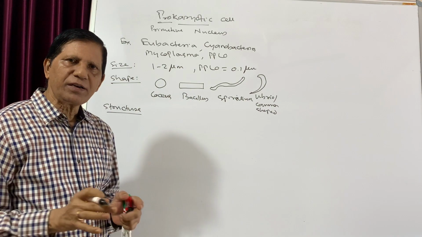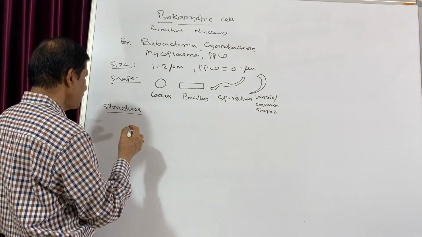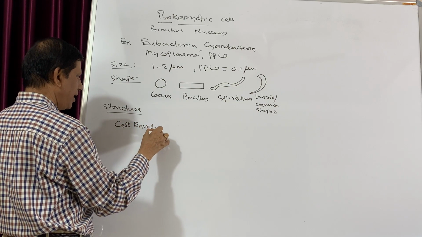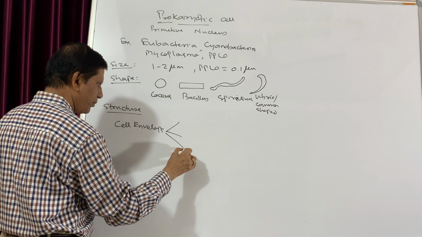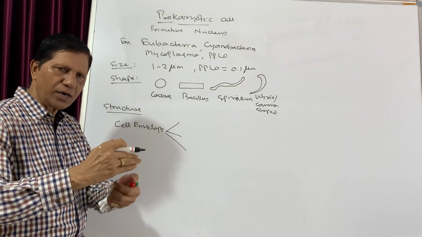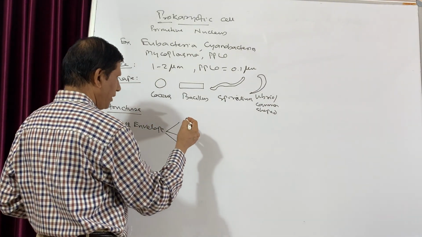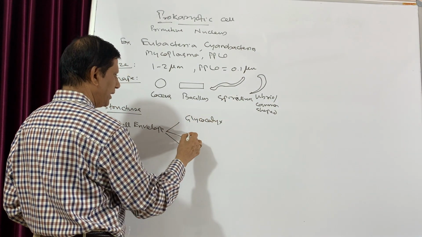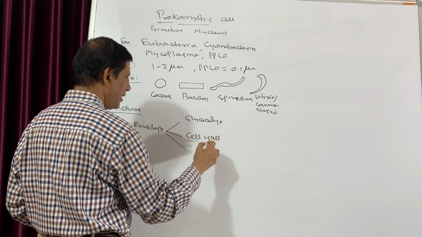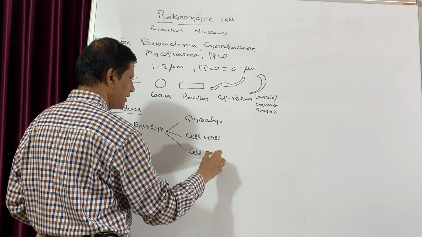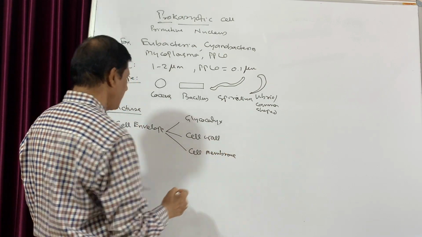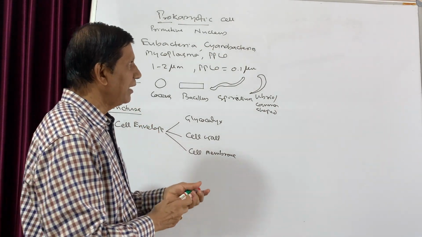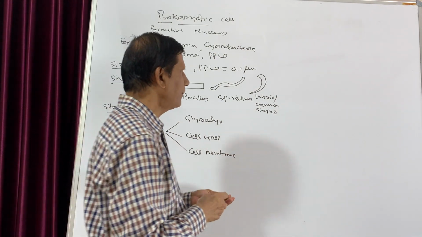The outermost part of the prokaryotic cell is known as the cell envelope. And this cell envelope consists of three components. The outermost one is known as glycocalyx. Then inner to it is the cell wall, and then the cell membrane. These three together are known as the cell envelope. So what is the glycocalyx? Now let us draw the diagram from which everything will be clear.